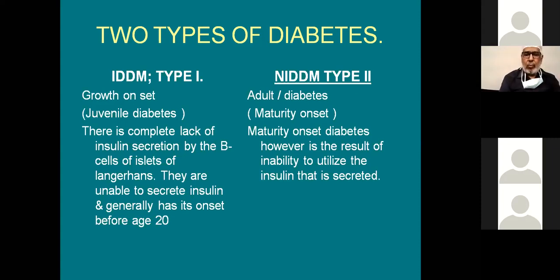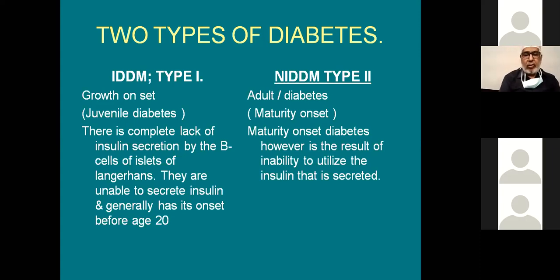Type 2 is also known as non-insulin dependent diabetes mellitus, adult onset diabetes mellitus, or maturity onset diabetes mellitus. Maturity onset diabetes is, however, the result of inability to utilize the insulin that is secreted.